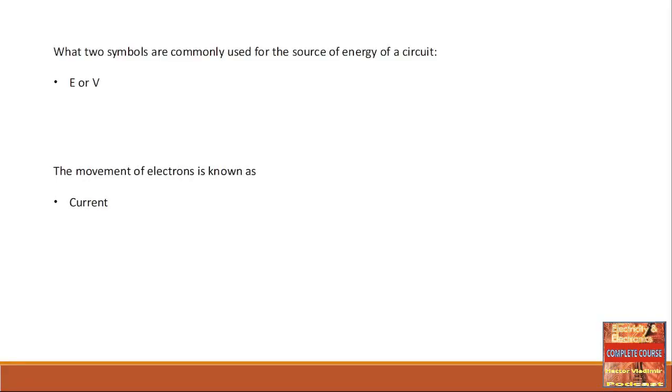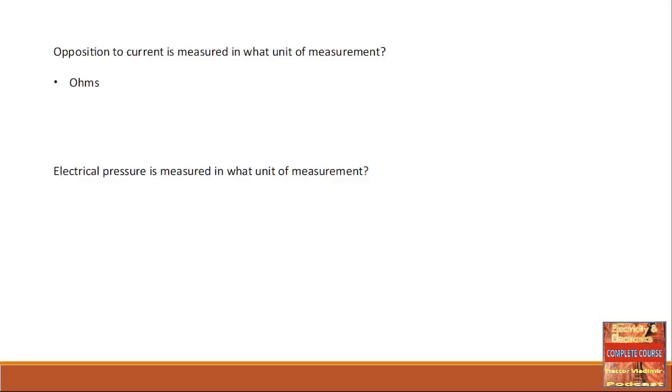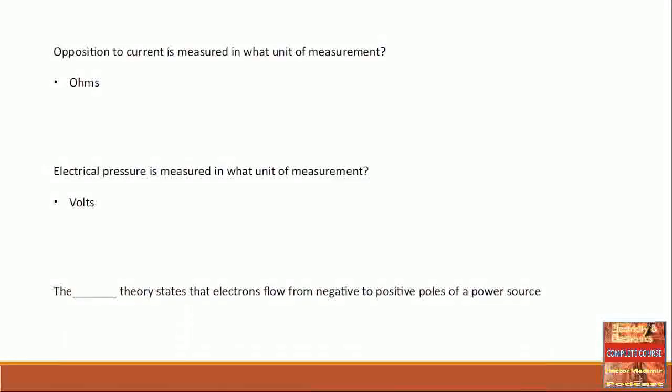The movement of electrons is known as current. Opposition to current flow is called resistance. Opposition to current is measured in what unit of measurement? Ohms. Electrical pressure is measured in what unit of measurement? Volts. The theory that states that electron flow is from negative to positive poles of a power source is the electron flow theory.